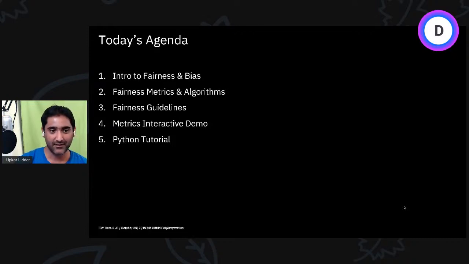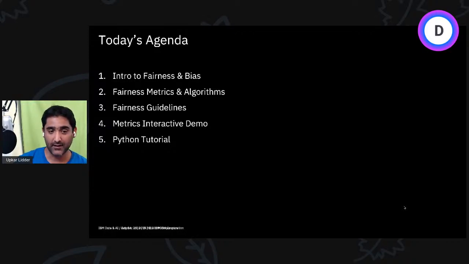So the agenda today, we'll talk about introduction to fairness. What does it mean? We'll look at some of the technical definitions that have come out of academia. Along with the metrics, we'll look at some of the algorithms you can use to not only detect bias, but also mitigate bias. I'll give you some guidelines on when to use what metric. You'll see there are tons of metrics, so it's kind of hard to just remember them off the top of your head, and that's fine.